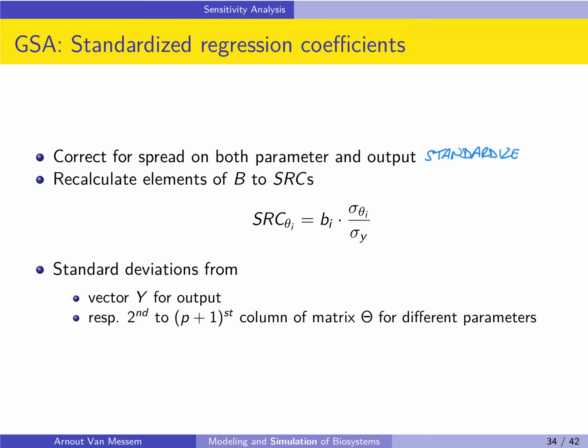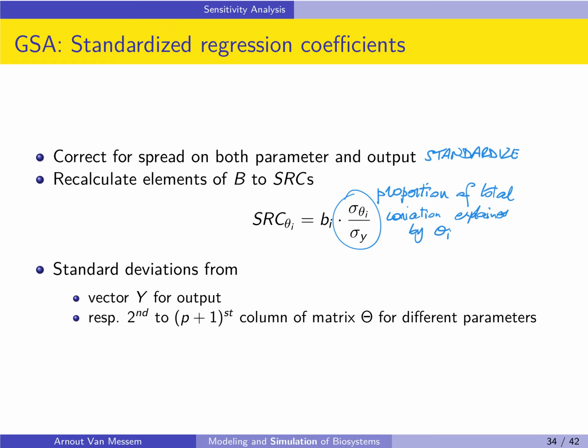So we have to correct them for the spread, both on the parameter and on the output. We thus take the value for the coefficient, bi, we multiply with the standard deviation on my parameter, sigma θi, and then we divide by the standard deviation for the output, sigma y. So basically, we multiply the calculated coefficient bi with the proportion of the total variance explained by the variation in θi. These new standardized coefficients are what we call the standardized regression coefficients, or SRC, for θi.